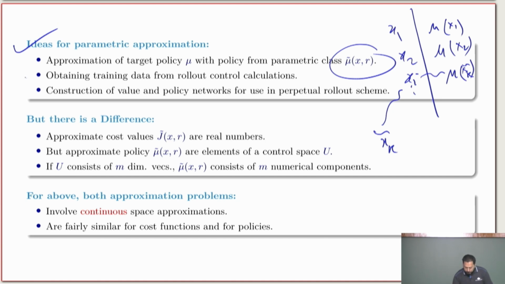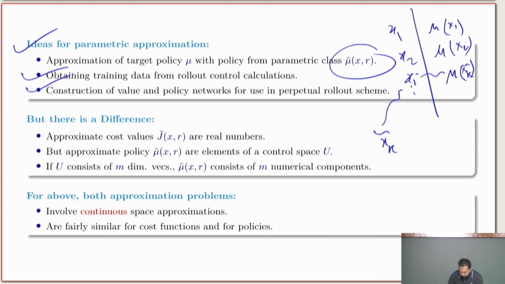So we can obtain training data from rollout control calculations. So how do you build this data? You do, let's say, a lot of rollouts. We know that rollouts can generate a lot of these training data. So we can do it for both policy and value networks. Now what is the difference between cost function approximation and policy approximation? Like we have seen two ways we can do these approximations.